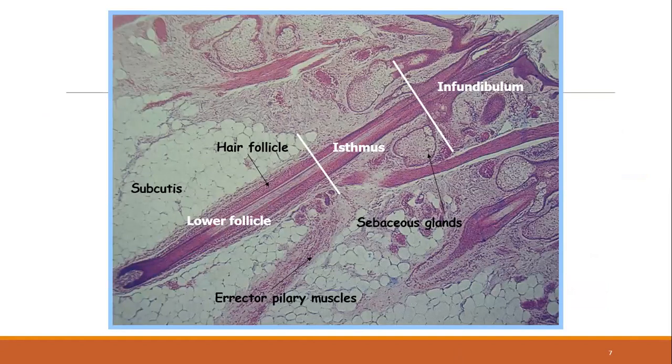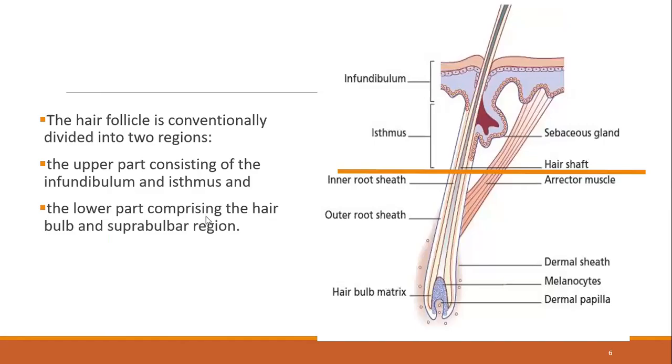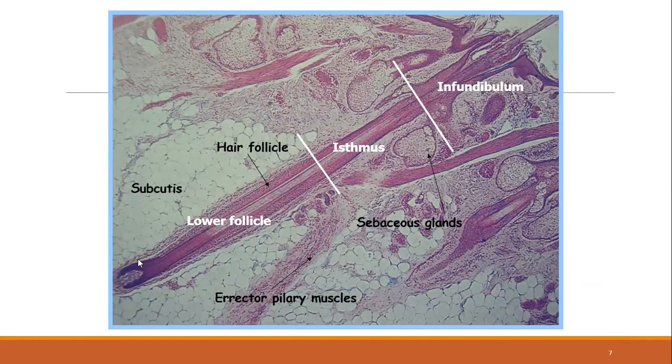Now the isthmus, this picture shows the infundibulum. The opening of the hair follicle is called the ostium. And from the opening till the attachment of the sebaceous gland, the portion of the hair follicle is called the infundibulum. And then from the attachment of the sebaceous gland till the attachment of the erector pili muscle, the portion of the follicle is called the isthmus. And below the isthmus, this is the lower part of the hair follicle, which has the bulb and suprabulbar region.